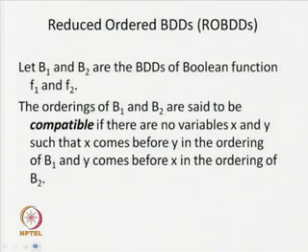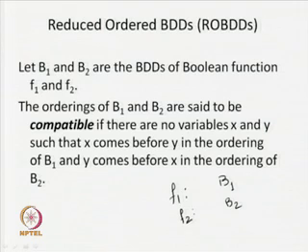Similarly, for reduced order binary decision diagrams, we are saying that if we have two BDDs, B1 and B2, and these B1 and B2 represent two Boolean functions f1 and f2. So, we have one Boolean function f1 with BDD representation B1, and another Boolean function f2 with BDD representation B2.